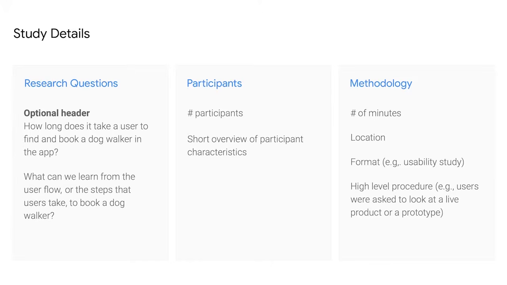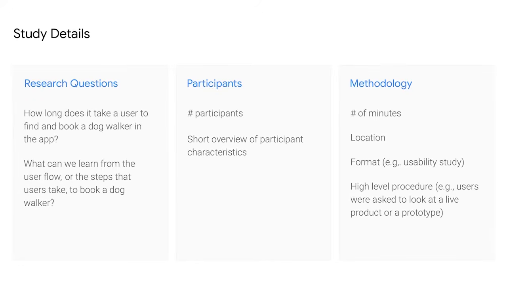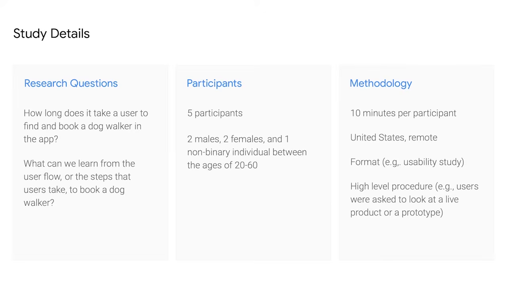We only have 2 research questions, so I'm going to delete the optional headers. Next, I'll update the second column with the number of participants and a short overview of their characteristics. I'll put 5 participants and list their characteristics as 2 males, 2 females, and 1 non-binary individual between the ages of 20 to 60. Now I'll find the third column with the methodology. I'll list each participant's session as 10 minutes in length. For location, I'll write United States.